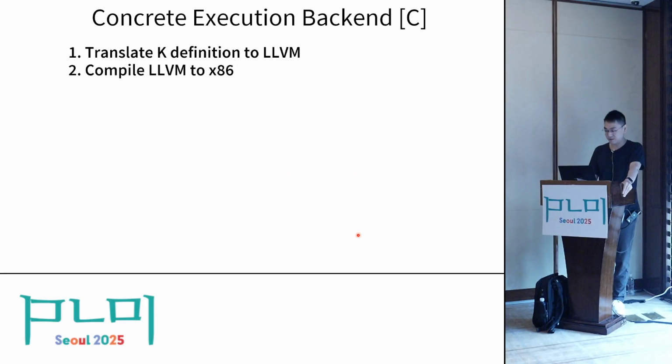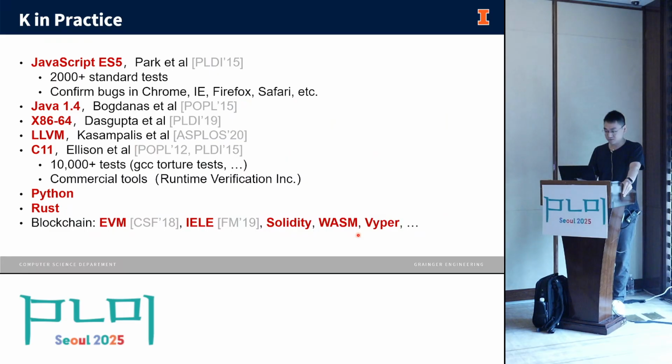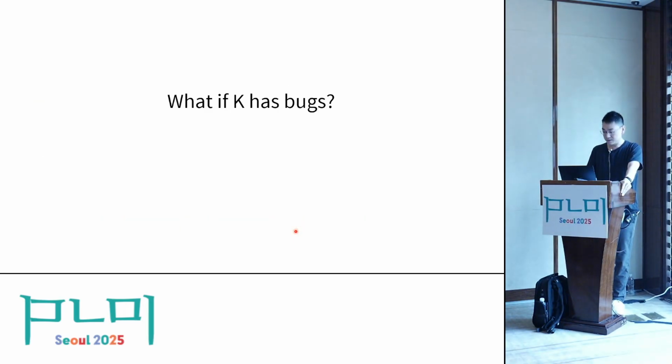Okay, let's move on. I will skip this very quickly because we're running out of time. This is basically K in practice. You see that a lot of pretty complex languages have been defined in K, especially the blockchain languages these days. All right. I want to spend maybe two more minutes talking about some recent progress on K. People have asked this question a lot.